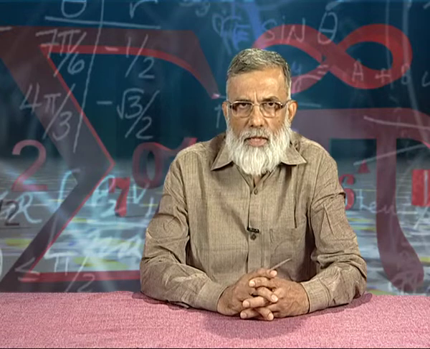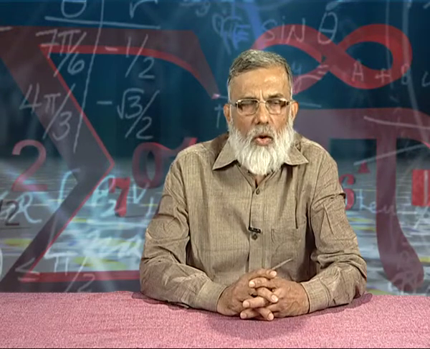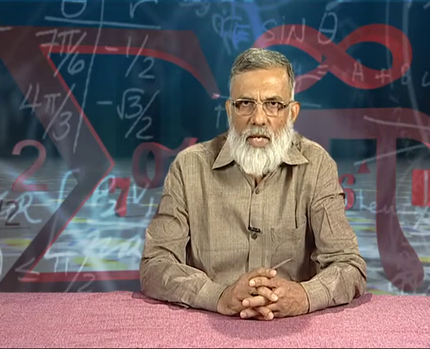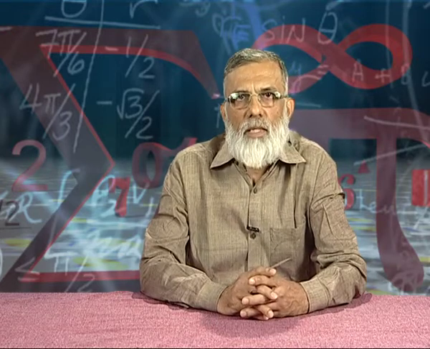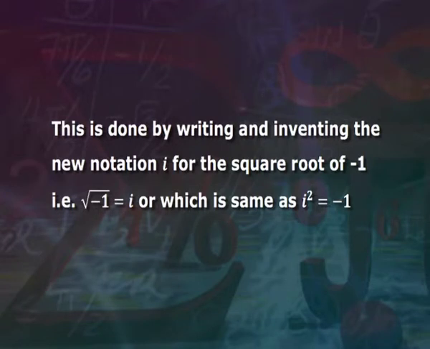That is, it is either positive or 0. Thus, square roots of non-negative numbers can only be found, and if we want to find square roots of negative numbers, we have to extend our number system still further from real numbers. This is done by inventing the new notation i for the square root of minus 1.